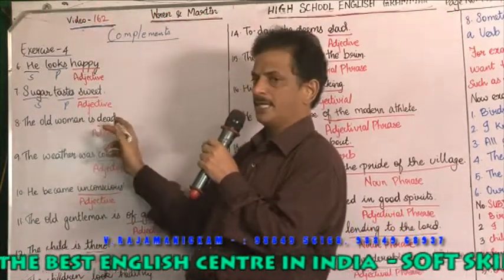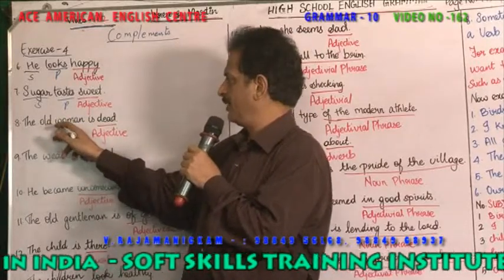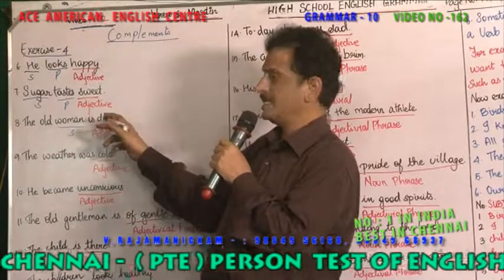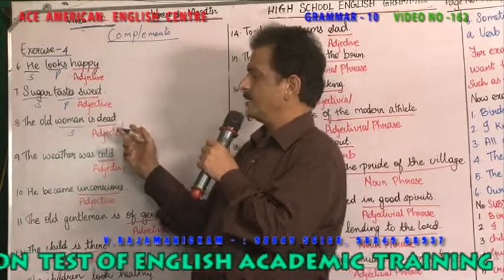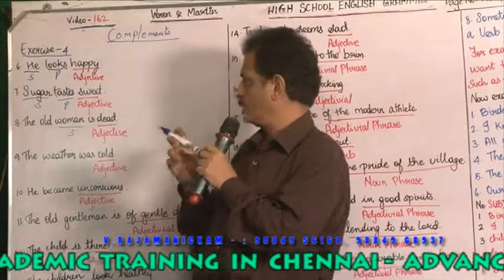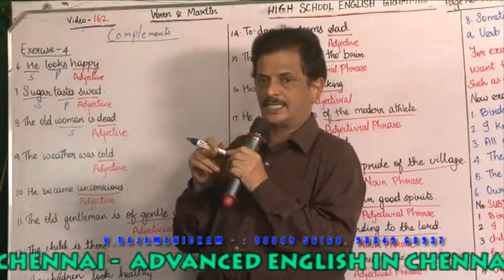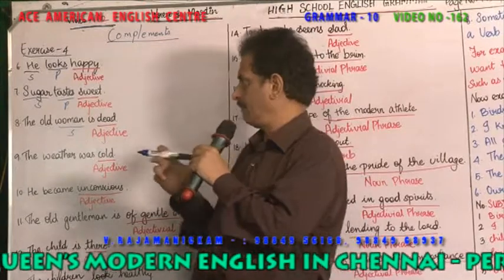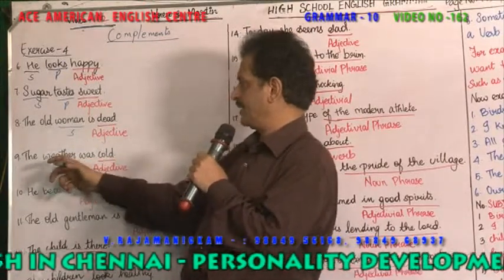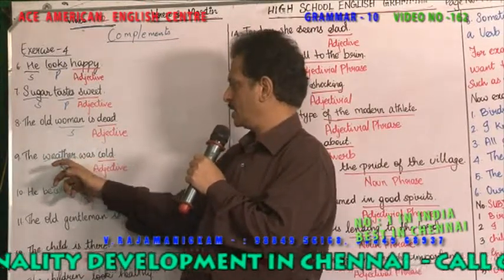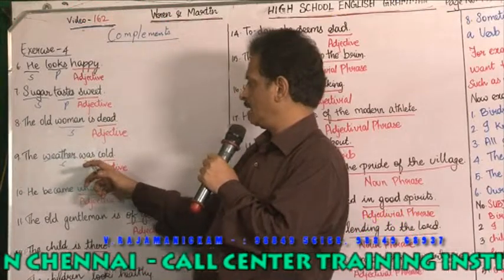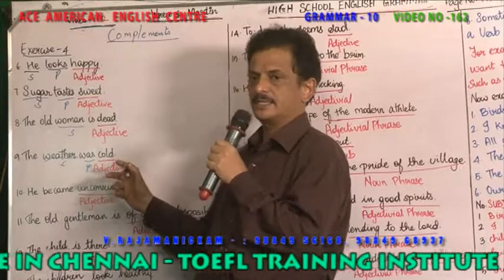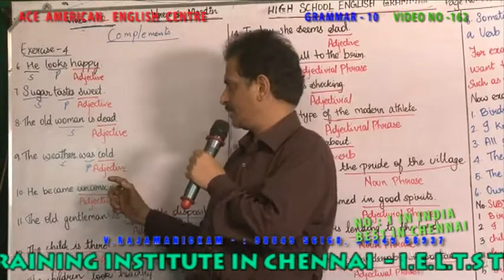The old woman is dead. Woman is the subject word here. The old woman is the entire subject. Is is the verb. Dead says about the quality of the old woman. So the dead is the adjective complement or predicative adjective. The weather was cold. The weather is the subject, and was is the verb or predicative, and cold is the adjective, says about the weather. So it is an adjective predicative or an adjective complement.